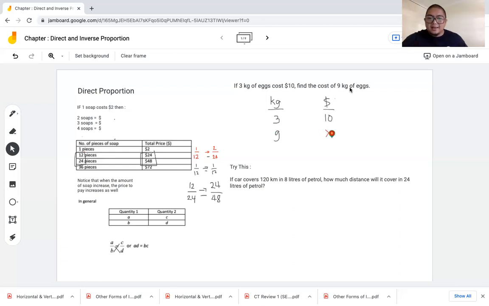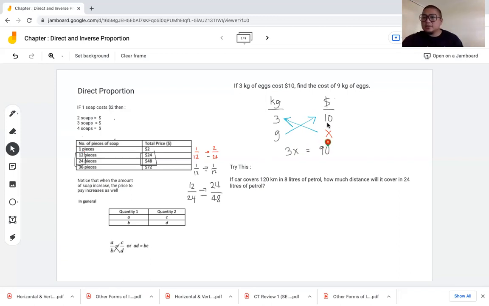So if you're looking for the cost of 9 kilograms of eggs, then this would mean that the price is unknown. Okay, so just like what we said here, if we arrive with this kind of table, we can automatically say that we can cross multiply these quantities for us to be able to solve the value of x. So let's say, for example, I multiply x by 3. So this is going to give me 3x and then equate it to 9 times 10, which is equivalent to 90.